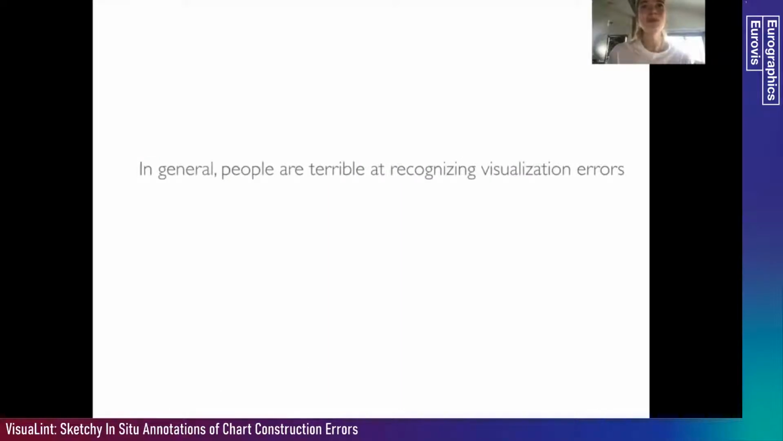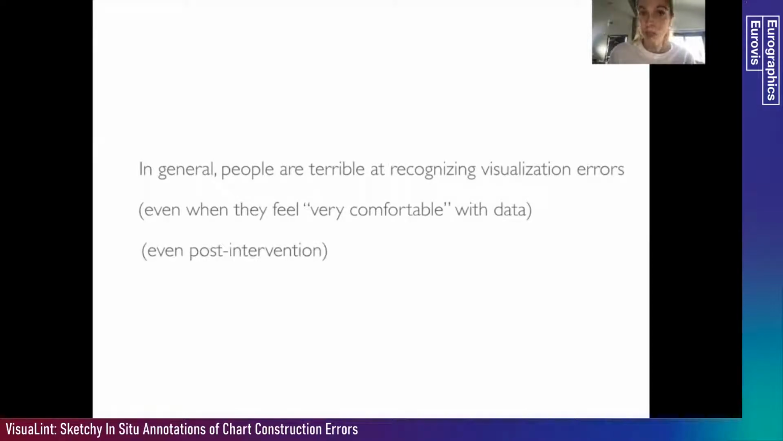In general, people are terrible at recognizing visualization errors, even when they feel very comfortable with data, even post-intervention. In the prior task, people on average reported 11.2% of errors correctly. Post-intervention, we saw a doubling of correctly reported errors. This varied by specific error, where a missing legend had just under 50% accuracy in reporting. But this is still 50% for a very obvious error. People with text plus text and visual errors had the greatest improvement, followed closely by VisualInt only.